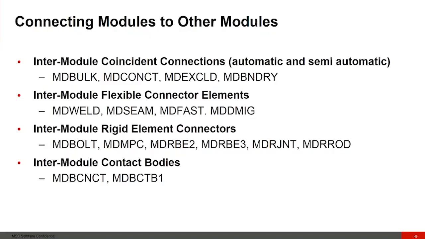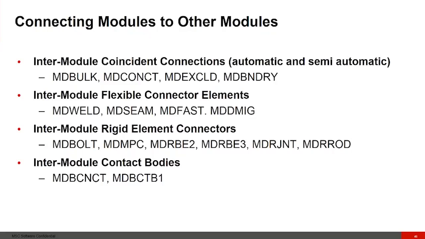Then once you have the auto defined, the program will automatically connect the grids from a module to any coincident grid in another module. And again, as I said, you don't have to worry about the duplicate elements. Now, we have other options available for connecting, but the rest are not automatic. So the automatic and semi-automatic options are only available for the inner module coincident connections. You can have flexible connections with the modules, for example, for CFAS or fasteners, for valves, or for DMIGs, and these will be using the MD valve, MD seam, and other entries as you can see here.